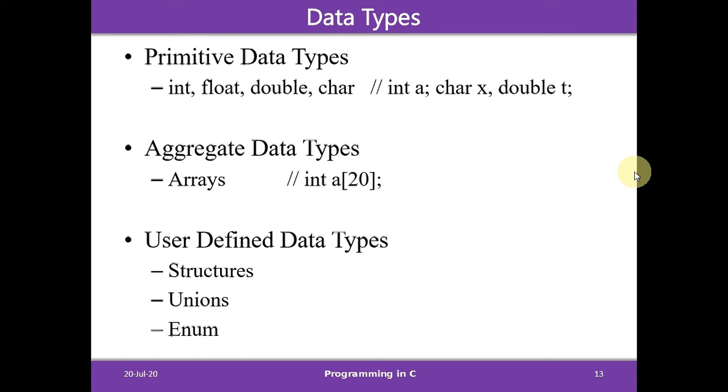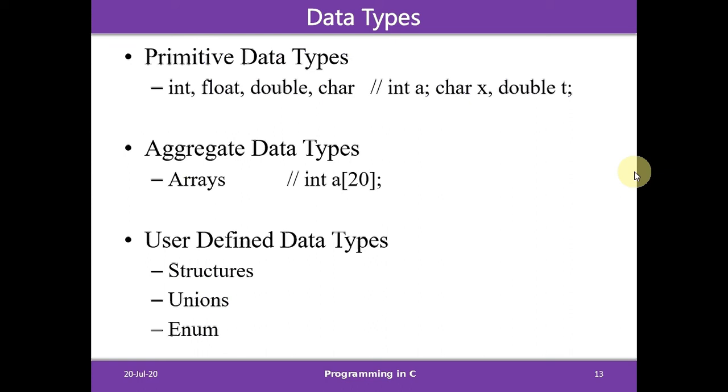There are aggregate data types. Aggregate means that we are collectively grouping the primitive data types into a single data type. This data type is mainly a collection of the primitive data types. Arrays are normally specified by square brackets. In this example, after the comment line I have given integer a of 20, and it means that a is an integer array of size 20. So 20 integer elements are stored in a. So this is the array in C, an example of aggregate data types.